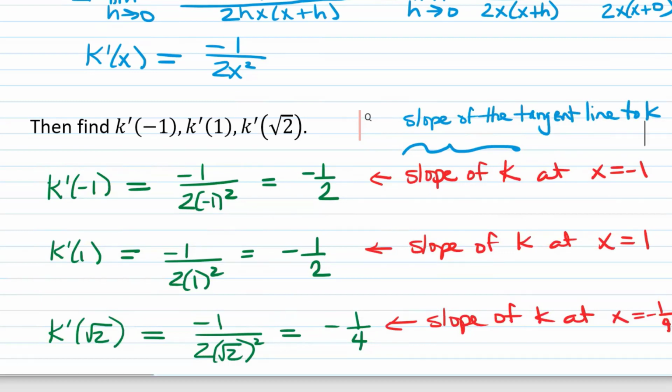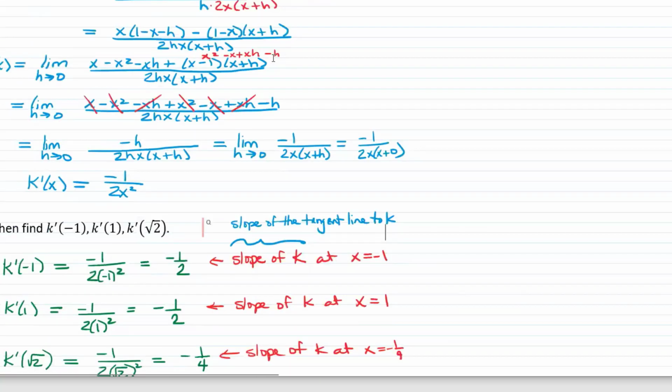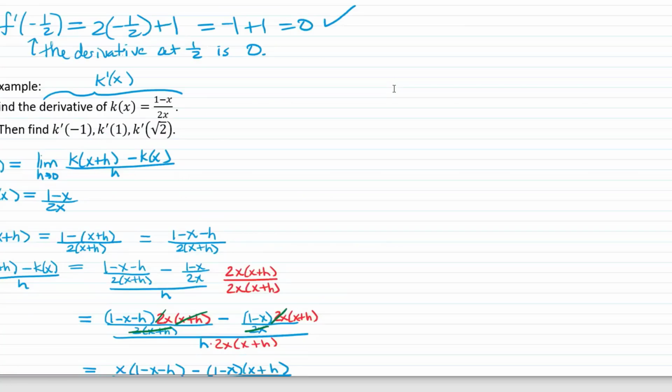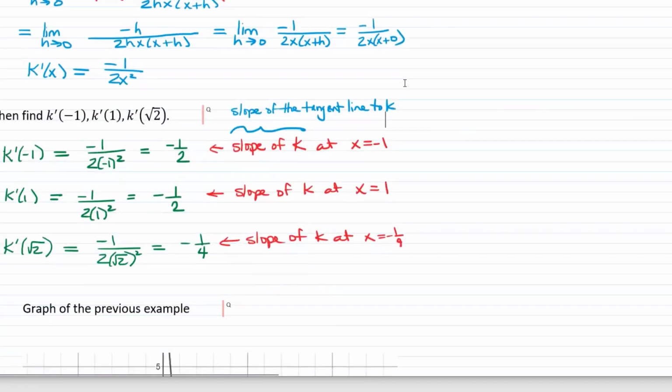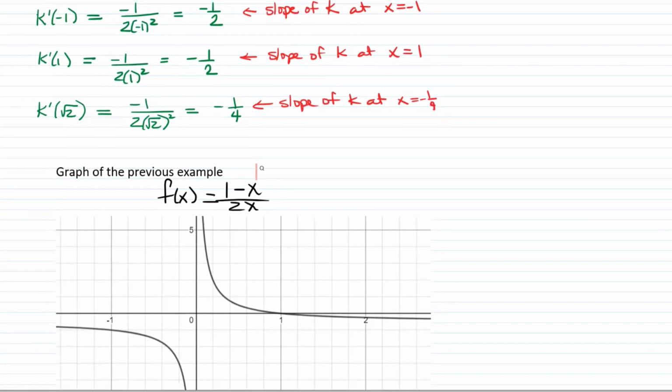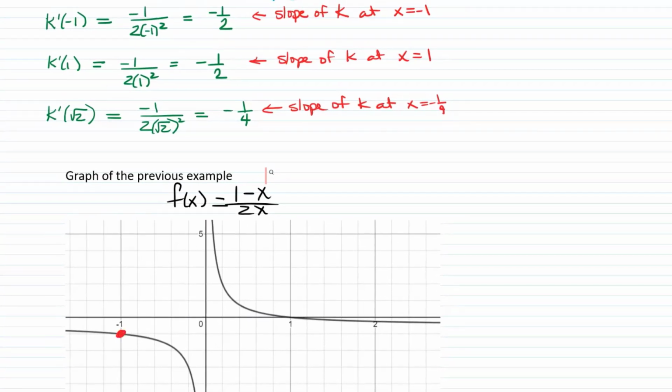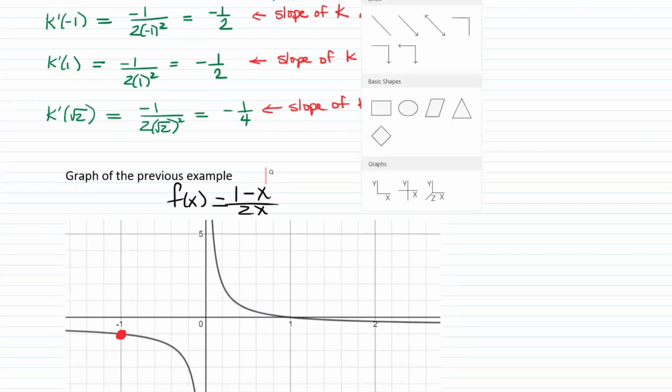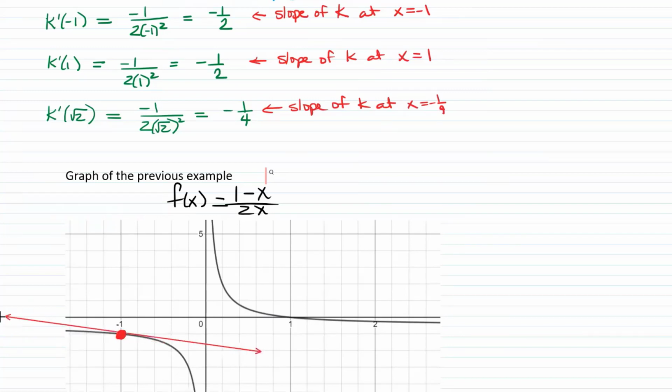All right, now here's a picture of k, by the way. Remember, k was the function 1 minus x over 2x. And let's just see if these slopes seem reasonable. Let's look at -1. So when x is -1, we're over here on the graph. I'm going to draw in a tangent line.